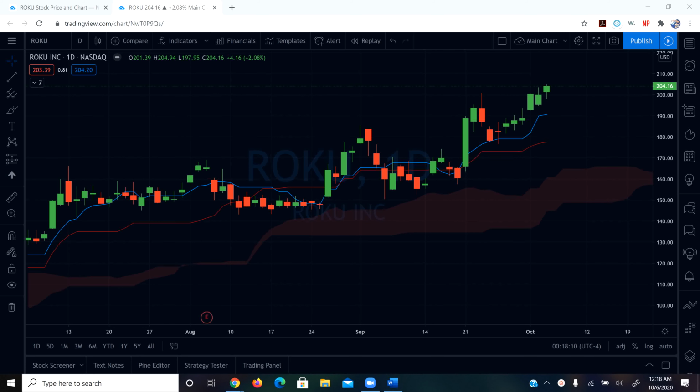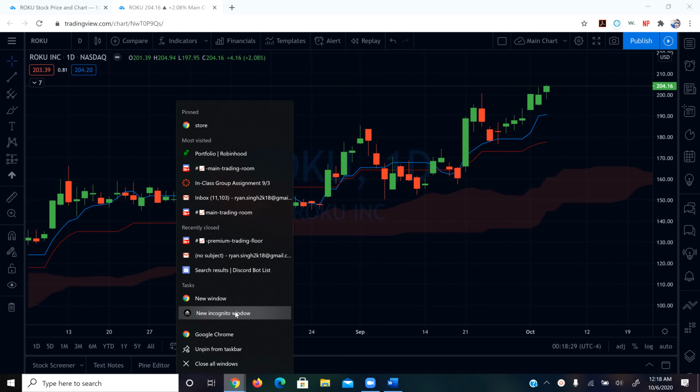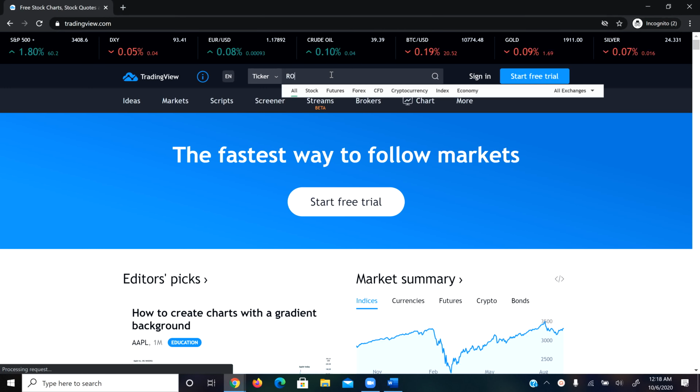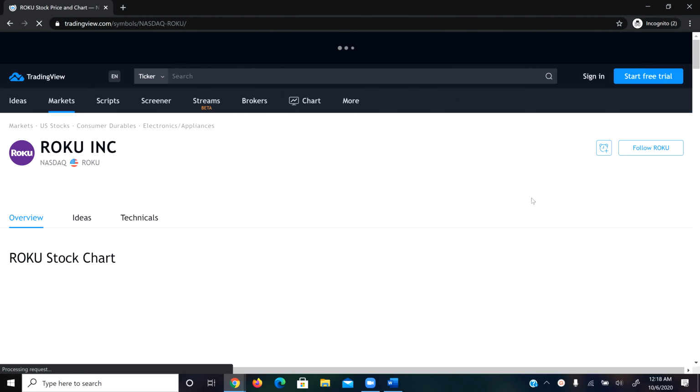As you can see on the screen, we have Roku up, and I'm currently using the Ichimoku Cloud. But just to show you guys that you can use this on the completely free version and you don't have to pay for anything, although I'm using the pro version here, I'm going to be running in incognito mode just to demonstrate this. So let me get that set up. I'm going to head over to an incognito window, and it's tradingview.com, completely free. And let me pull up Roku again.